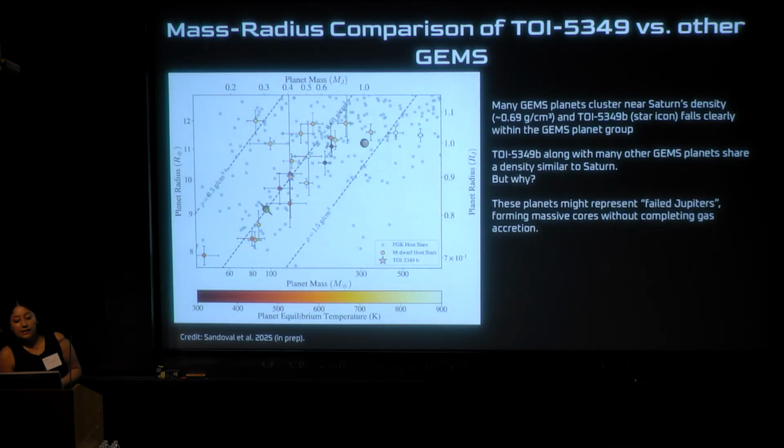Okay, so here we're comparing the mass and size of our main planet of interest, TOI 5349, with other planets in the GEMS survey. Each line in the plot represents a different planet density, or how compactly the planet's material is packed, indicated by the gray dashed line. And we have Saturn and Jupiter for reference by the planet icons. We can see that many of the GEMS planets, including TOI 5349b, indicated by the star icon, have densities very similar to Saturn's, suggesting that these planets might be failed Jupiters. What I mean by that is that they started forming large cores, but stopped at some point gathering gas before reaching Jupiter-like sizes.